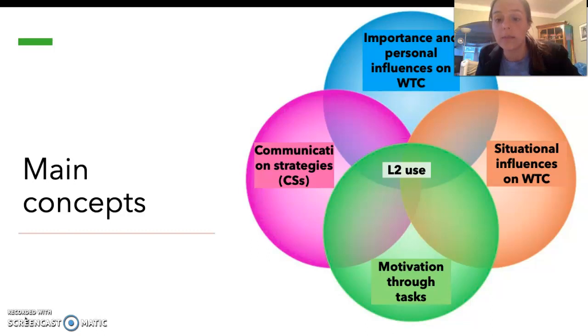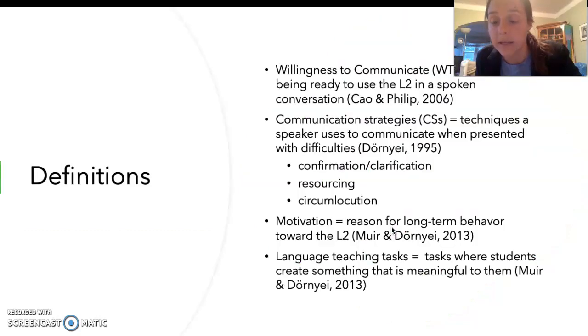I want to touch here quick on the motivation through tasks, which is something that I discovered through Professor Julio Torres's class last year during the Southern Oregon University Spanish Language Institute session, and it really influenced my study and got me thinking about how else I could help increase my students' motivation in Spanish. Let's do some quick definitions. So willingness to communicate, as defined by Cow and Phillip, is being ready to use the L2 in a spoken conversation. Communication strategies here, as defined by Dornyei, are techniques a speaker uses to communicate when presented with difficulties.